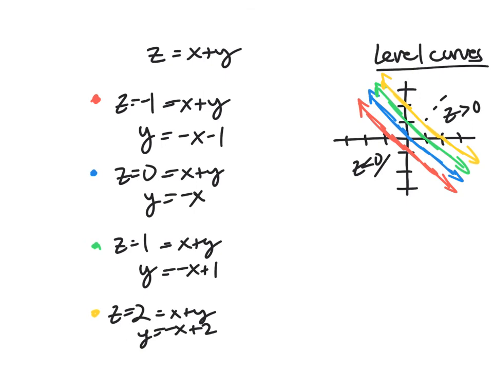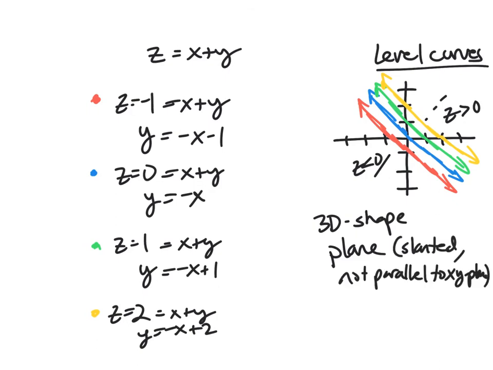And so what is the shape that we get here? So what's our 3D shape? So again, these are different heights, but we just get lines. So this is a plane, but it's not parallel to the xy plane, right? So this is like a slanted plane in 3 space. And the reason we know it's not parallel to the xy plane is if it were, then it would all be at the same height, right? So you'd only have one level curve, and we definitely don't see that here.